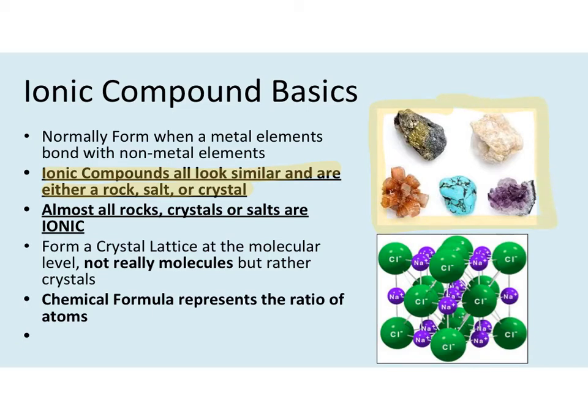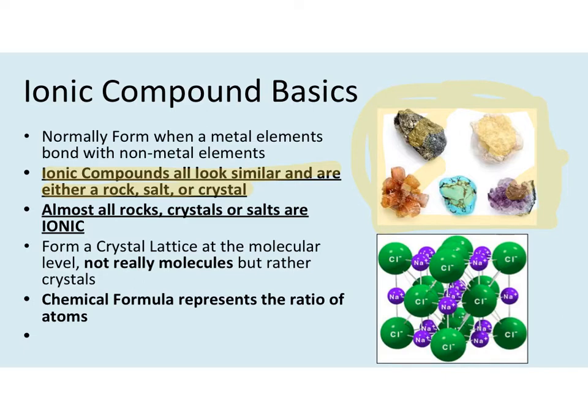There's a rock in here. That's a rock. This is what we would call a crystal down here, and this would be a salt right there. This would just be another rock, and that would probably be another rock as well. Almost all rocks, crystals, and salts are really just ionic compounds. They're metals and nonmetals. If you look at all these pictures up here, all of these are combinations of metal elements and nonmetal elements. They have to be.